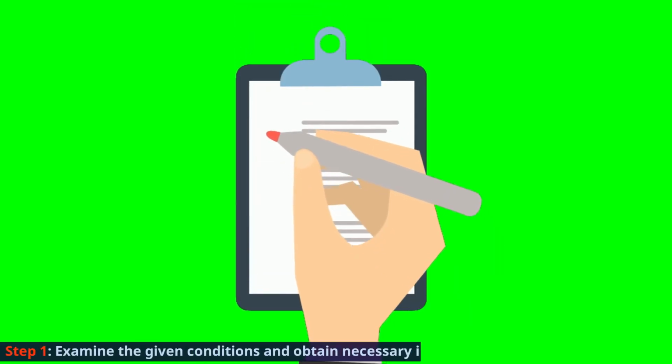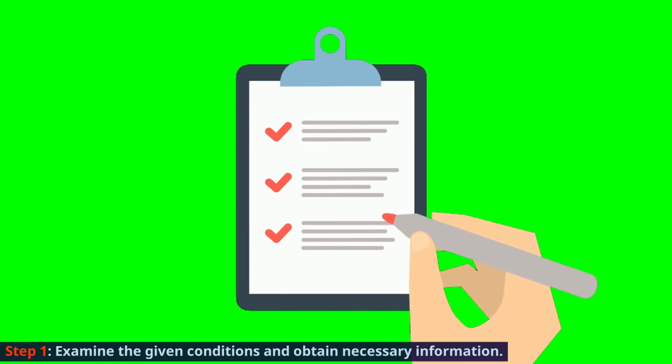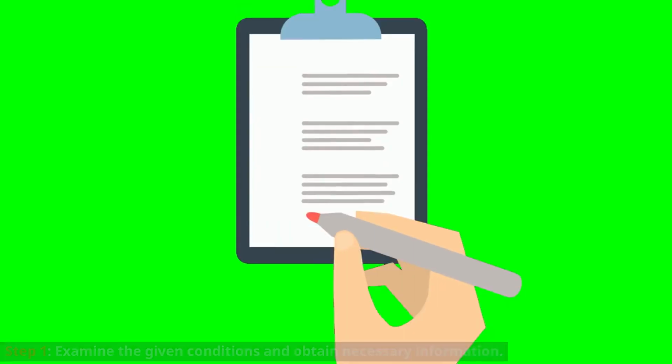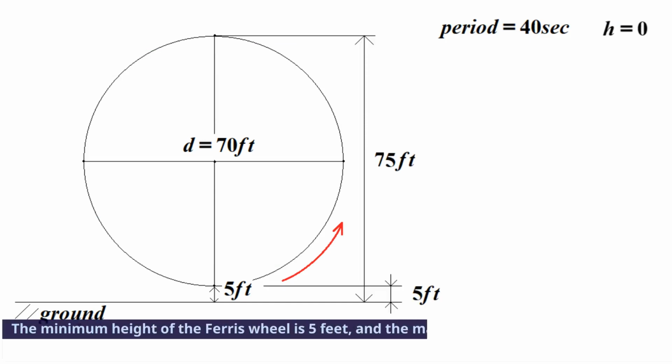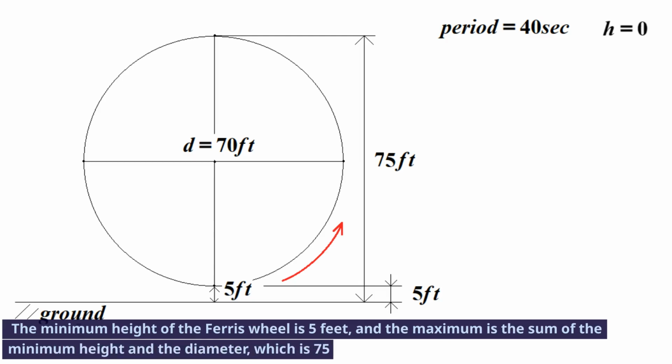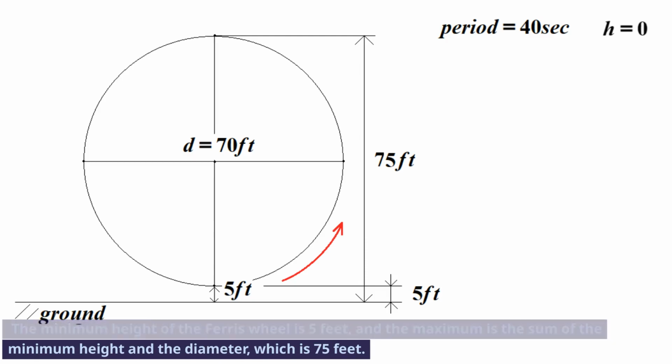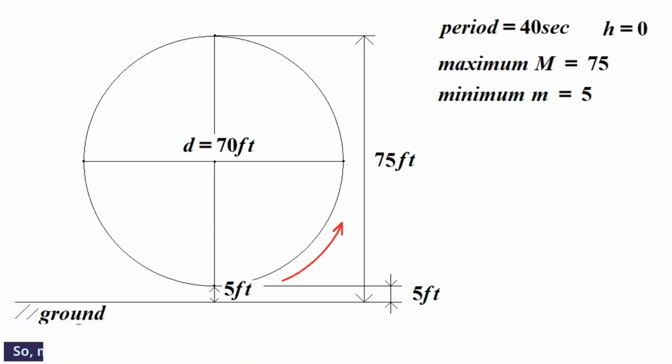Step 1. Examine the given conditions and obtain necessary information. Period of the Ferris wheel, p, equals 40, horizontal shift, h, equals 0. The minimum height of the Ferris wheel is 5 feet, and the maximum is the sum of the minimum height and the diameter, which is 75 feet. So, maximum equals 75, minimum equals 5.